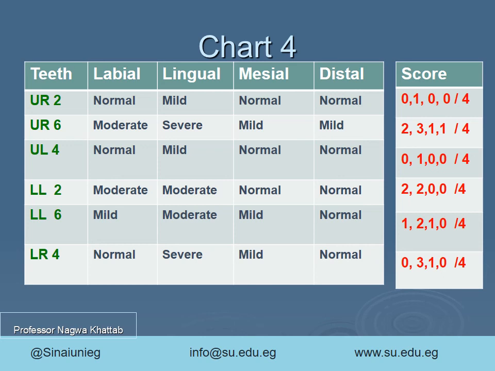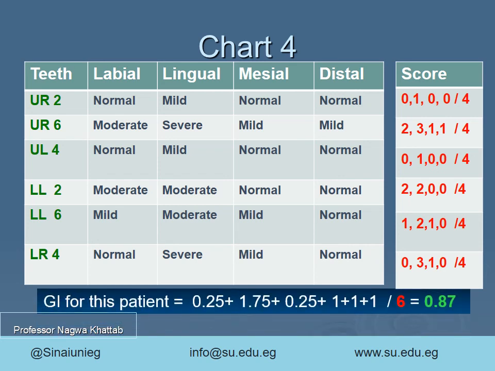Here, for example, the lower left lateral, you have a moderate gingivitis, score 2. Moderate, 2. Normal, 0, 0, divided by 4. The same for all teeth. Then, the gingival index of this patient will be the sum of all teeth scores divided by the 6 teeth. It will be 0.87.